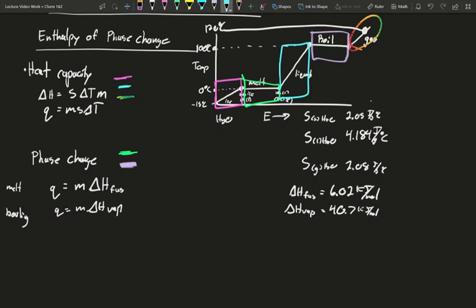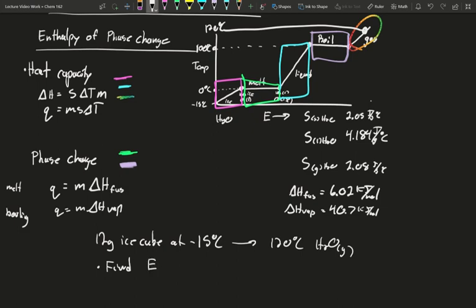In our previous video, we set up this situation where an ice cube at minus 15 degrees Celsius was warmed all the way into gaseous water. Let's follow through it this time and actually calculate it. So let's have a problem where we have a 12-gram ice cube at minus 15 degrees Celsius, and we want to take it all the way to 120 degrees Celsius gaseous water. Our goal is to find the energy at each step, as well as the total energy.